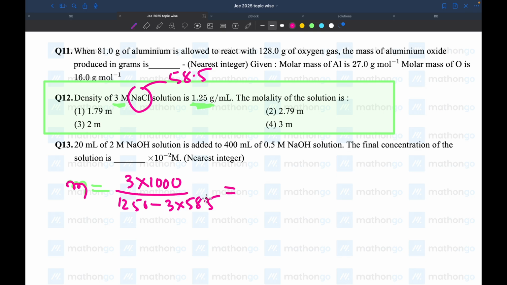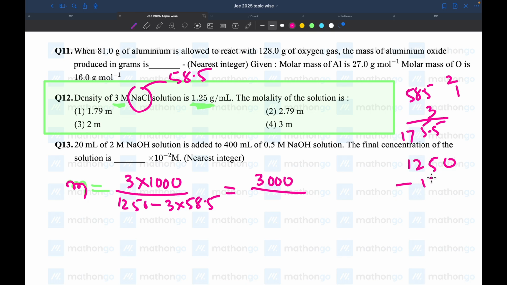So if you solve this patiently, the answer will come, right. So first 58.5 should be multiplied by 3, right. How much does it come to? This is 175.5, correct? So it's 3000 divided by 1250 minus 175.5. So this is 5, this is 4, right? So you got 4 here, this is 7, right? So this is 1 minus 1 0, so how much is it? 1074.5, correct?